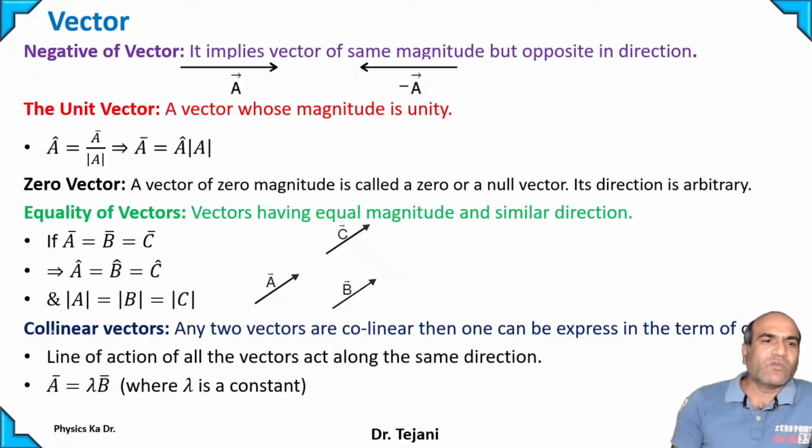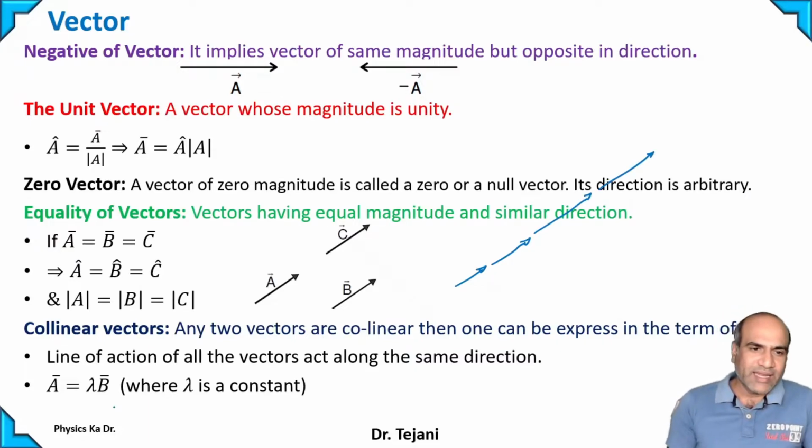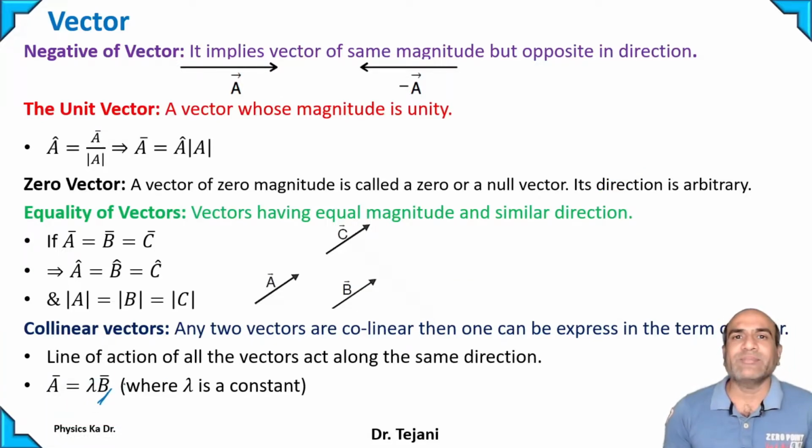So here in case of collinear, the line of action of all the vectors acts along the same direction. Whether it is a bigger vector or a smaller vector, all are in the same direction, and the only difference is the magnitude, right? So we can have multiplication by a constant, and that vector just becomes this many times. Otherwise, its direction is similar, and it is on the same line. Collinear means on the same line.